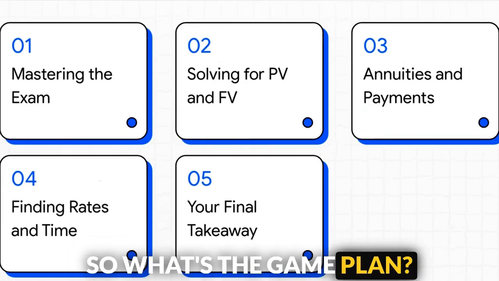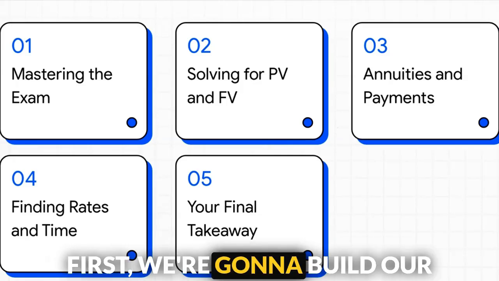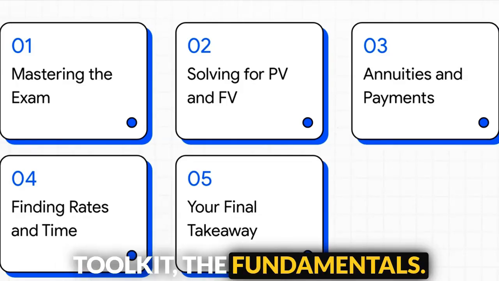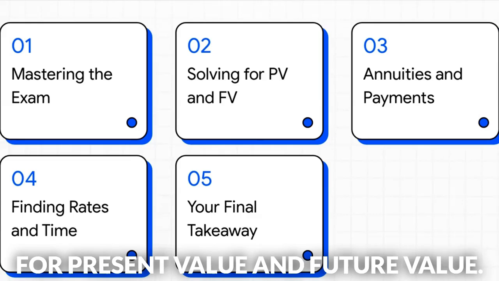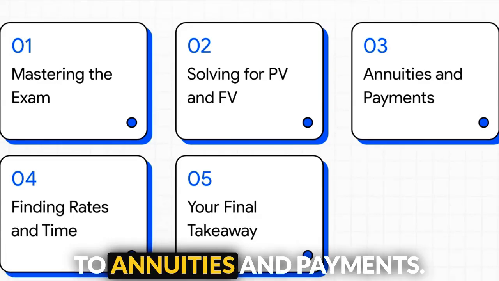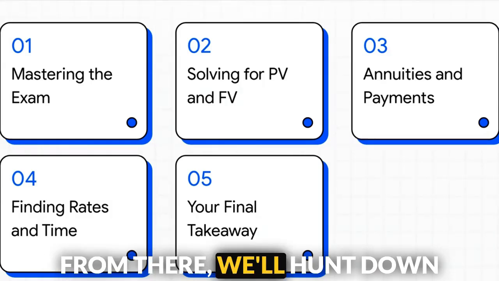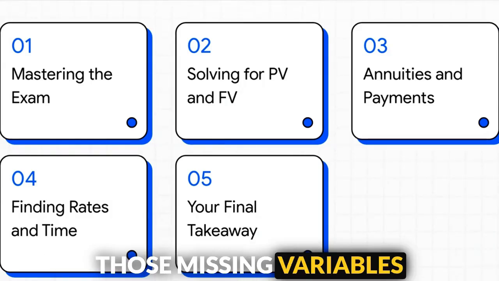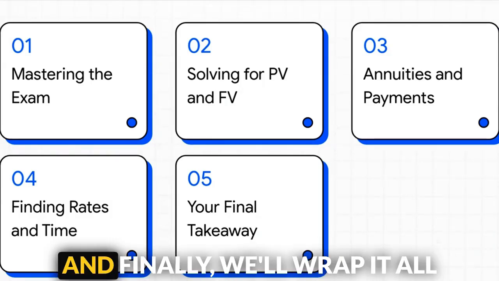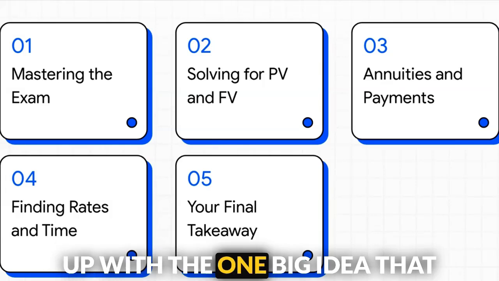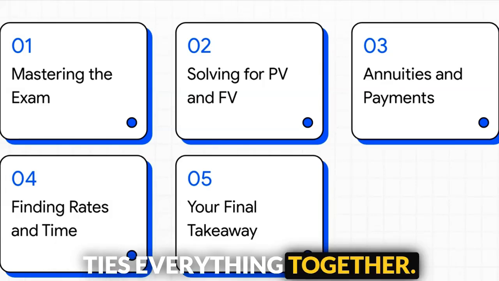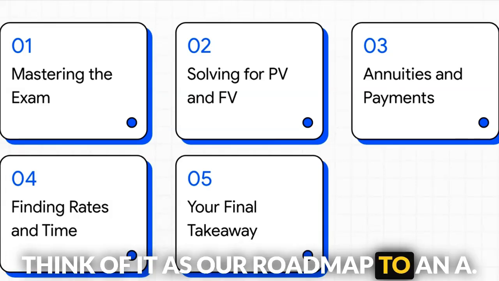So, what's the game plan? Simple. First, we're going to build our toolkit, the fundamentals. Then, we'll jump right into solving for present value and future value. After that, we'll level up to annuities and payments. From there, we'll hunt down those missing variables, like interest rates and time. And finally, we'll wrap it all up with the one big idea that ties everything together. Think of it as our roadmap to an A.